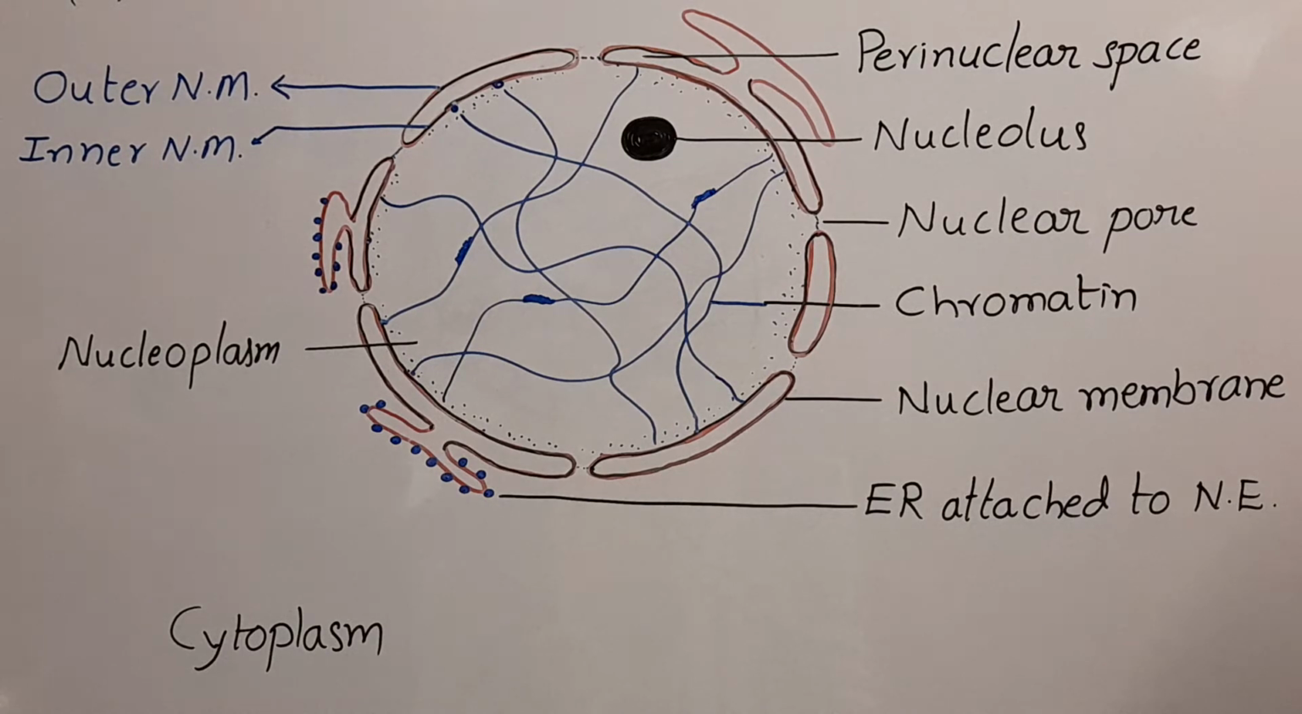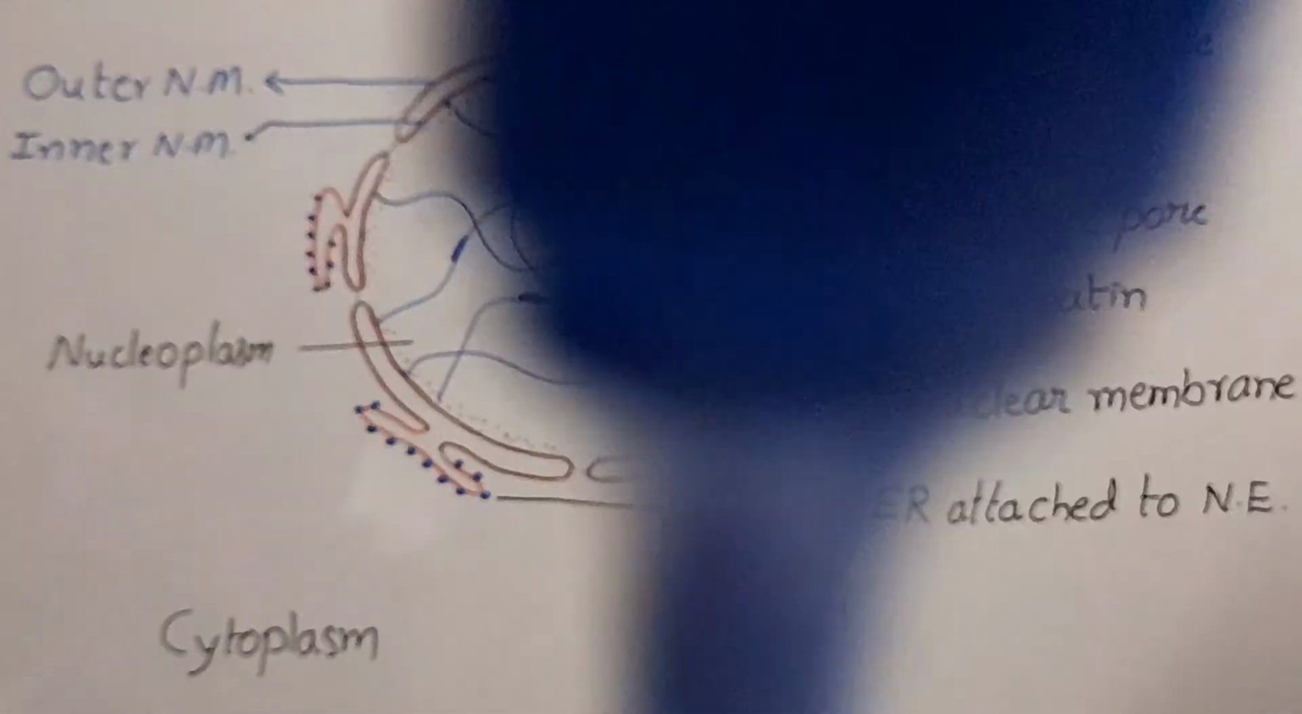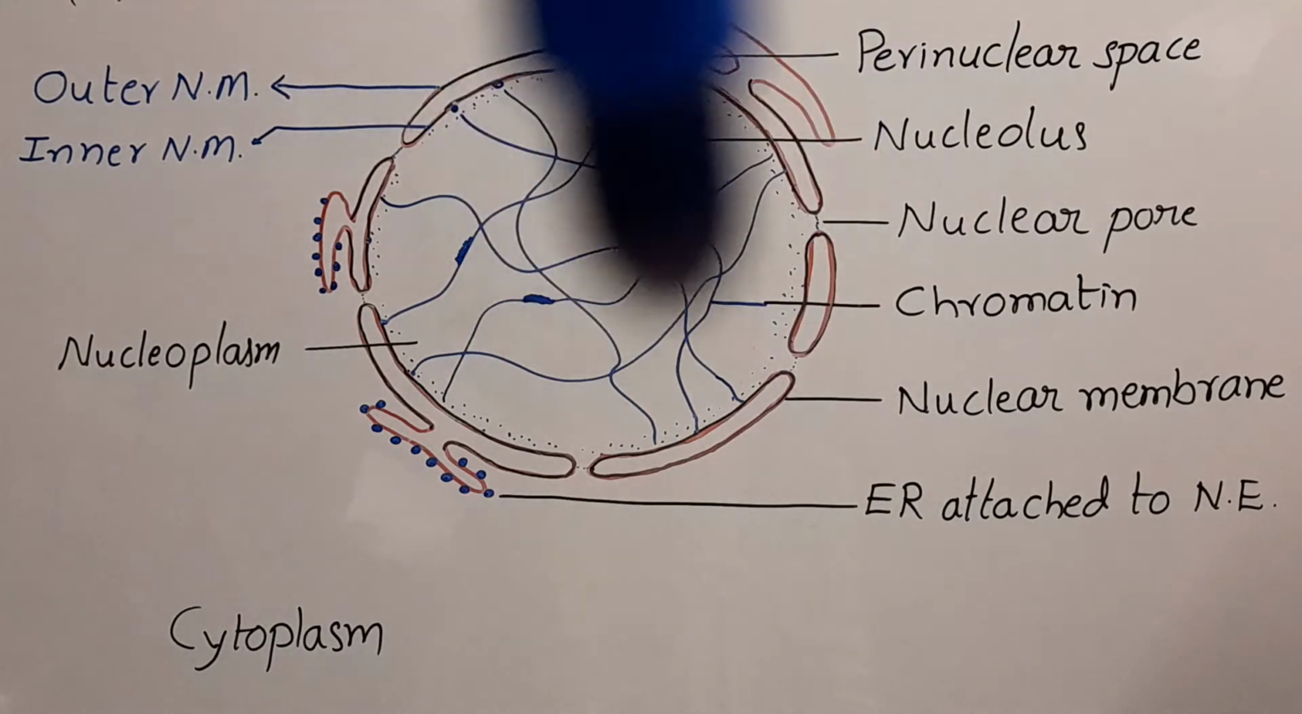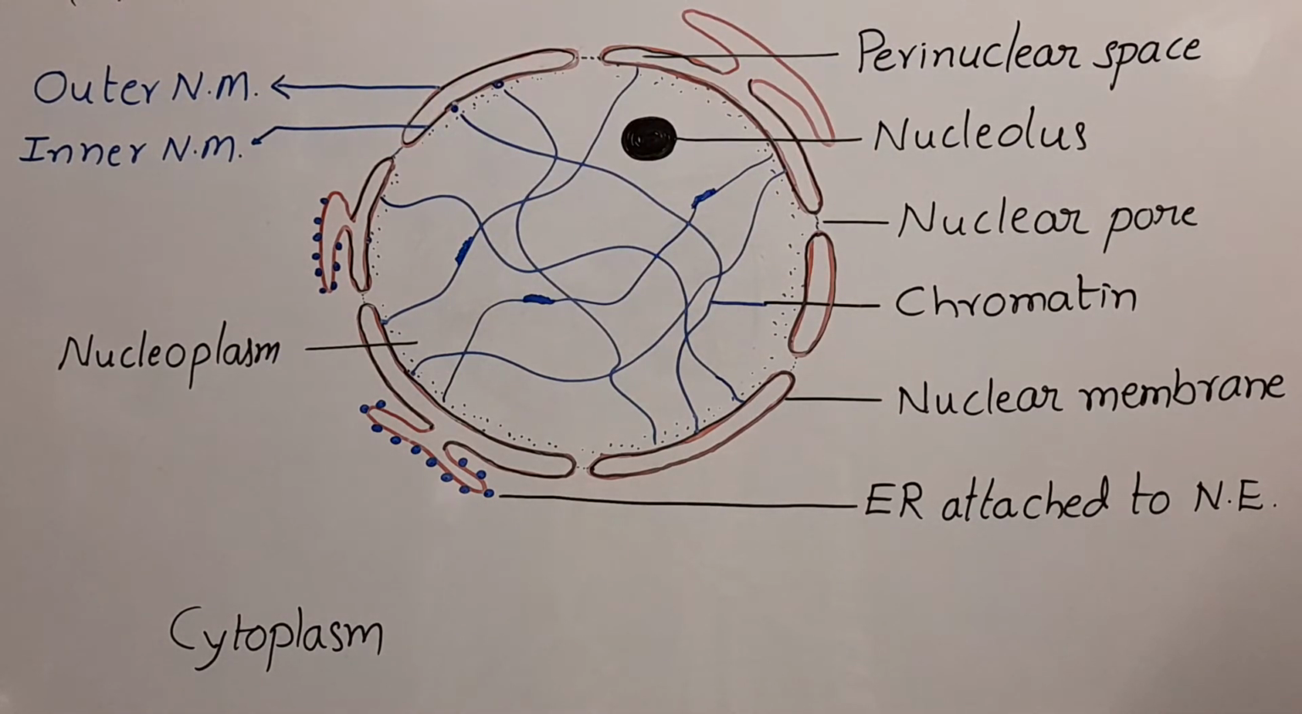The second part is nucleoplasm. Nucleoplasm is a transparent, semi-fluid and colloidal substance. It fills the nucleus. Here completely it is nucleoplasm. Nucleoplasm contains nucleosides and a number of enzymes which are required for the synthesis and functioning of DNA, RNA and nucleoproteins. Some of the proteins present in the nucleoplasm are essential for spindle formation during the cell division.